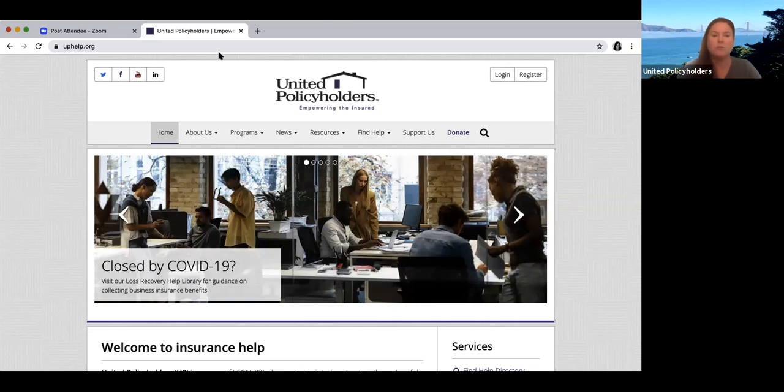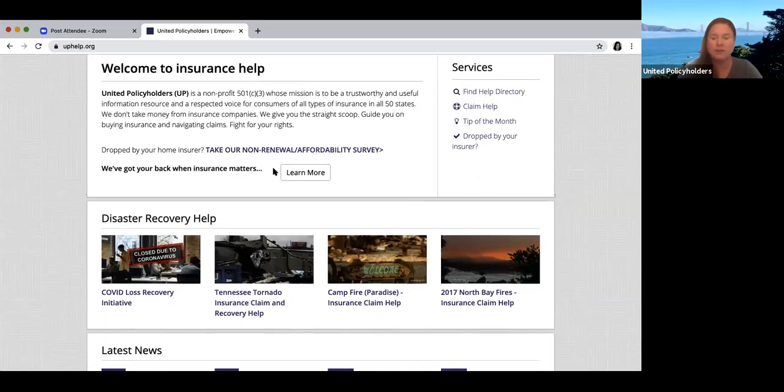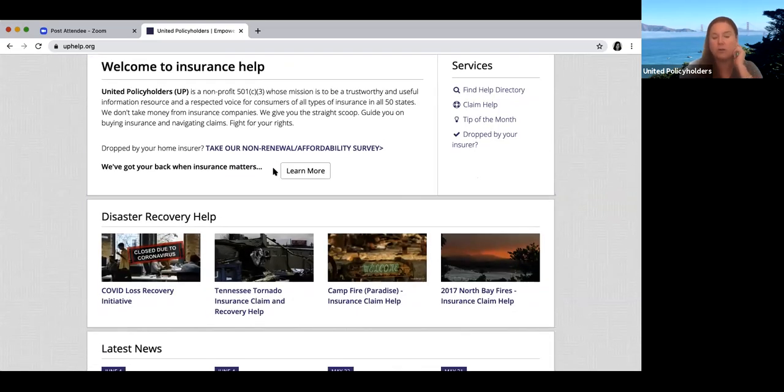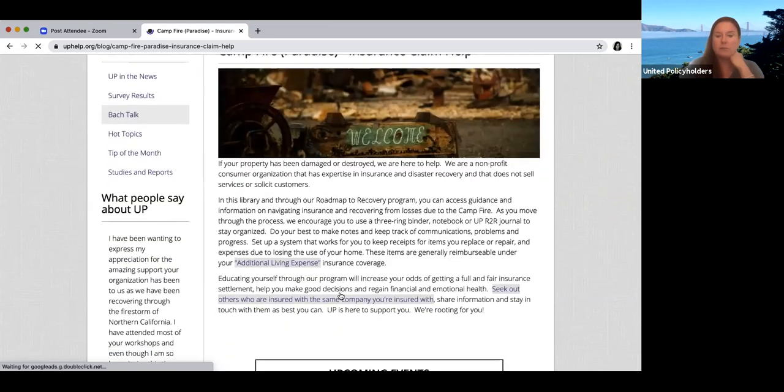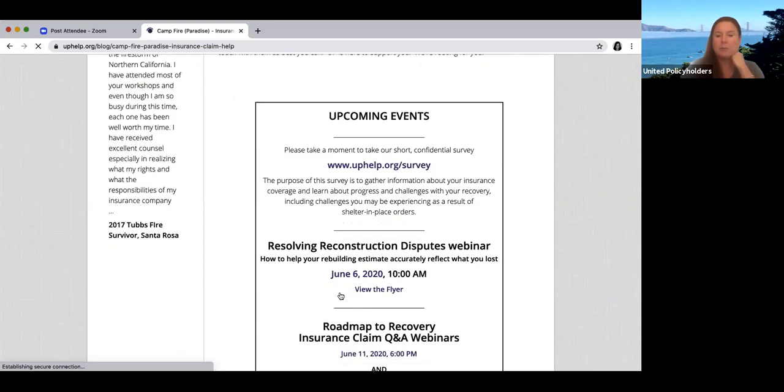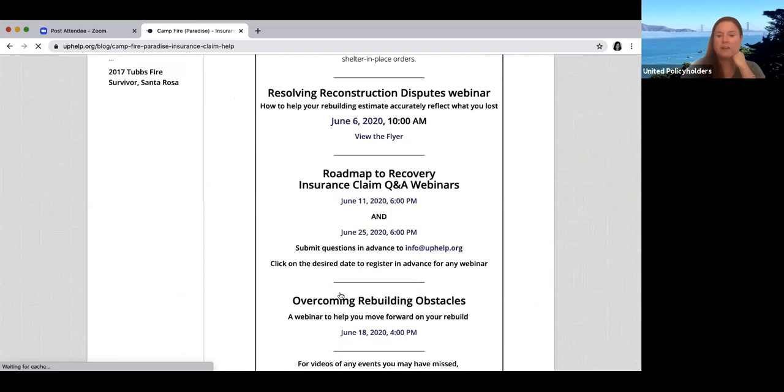Okay, so back to the website, uphelp.org. There's a few things I want to show you. First off, we have dedicated pages for different things. Most of you are campfire people. This is your landing page, okay? This tells you about upcoming events. There's our event today. These are the next two Q&A webinars I'm doing next week and 2 weeks later.